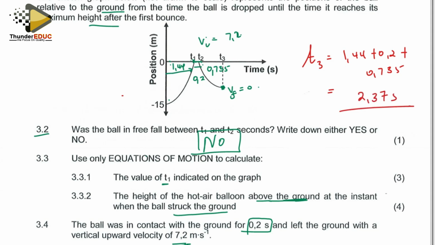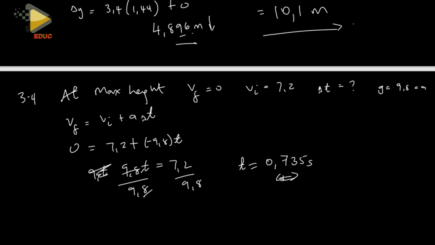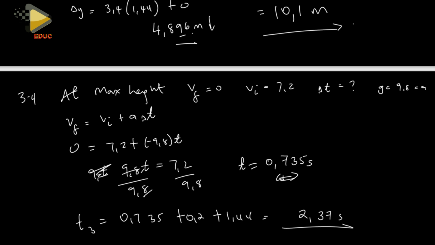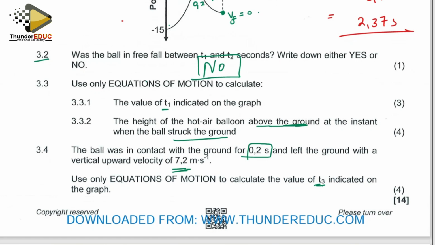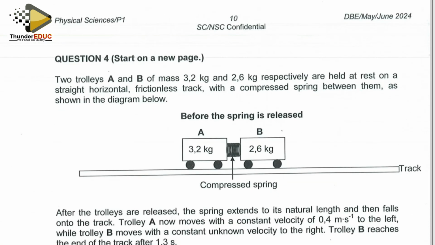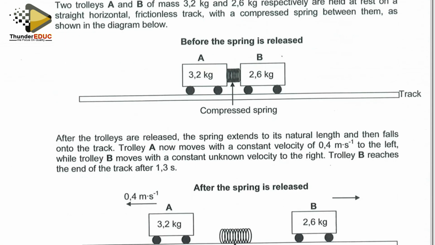Okay, seconds. Just jot it aside. We shall say 0,735 plus 0,2 plus 1,44. So it's 2,37 seconds. All right, so that is question number 3. Let's look at question number 4.